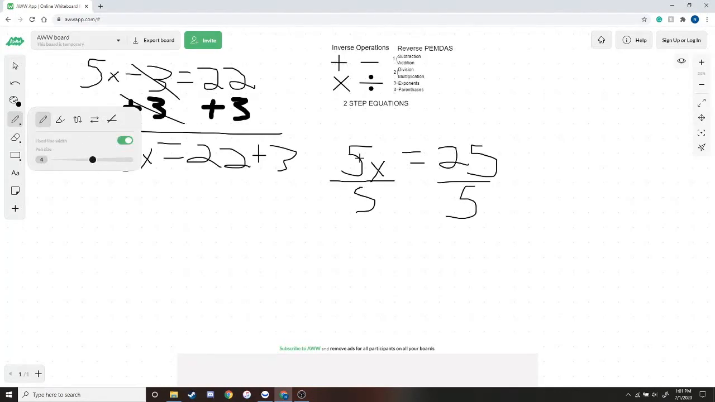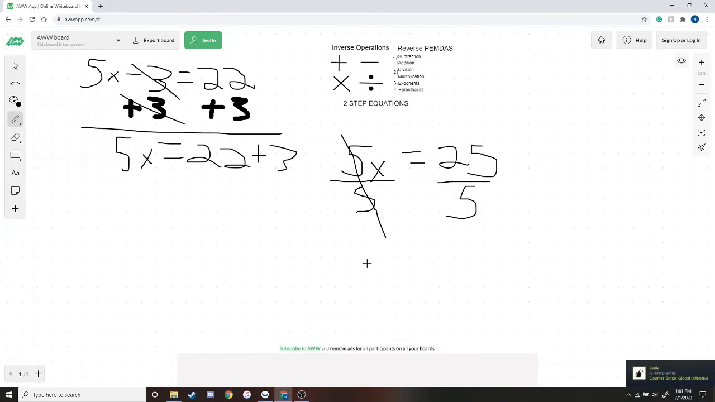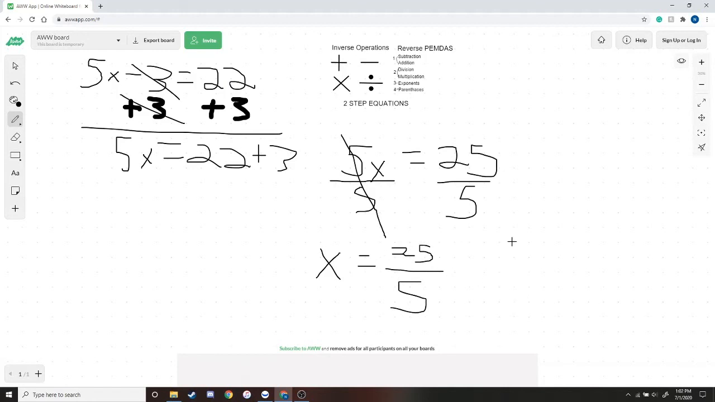Now, we can cancel out this 5 being multiplied by x with the divided by 5. And on the other side, we can simplify. So we'll be left with x is equal to 25 over 5. To simplify this, we just divide 25 by 5. X is equal to 5. This is your final answer.